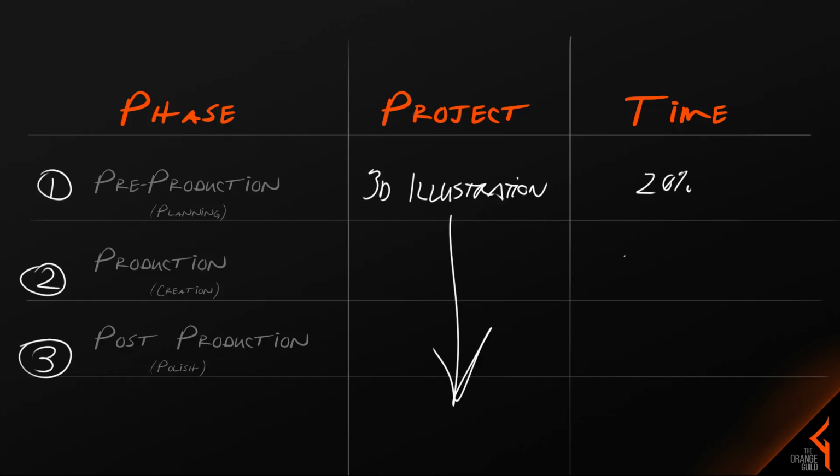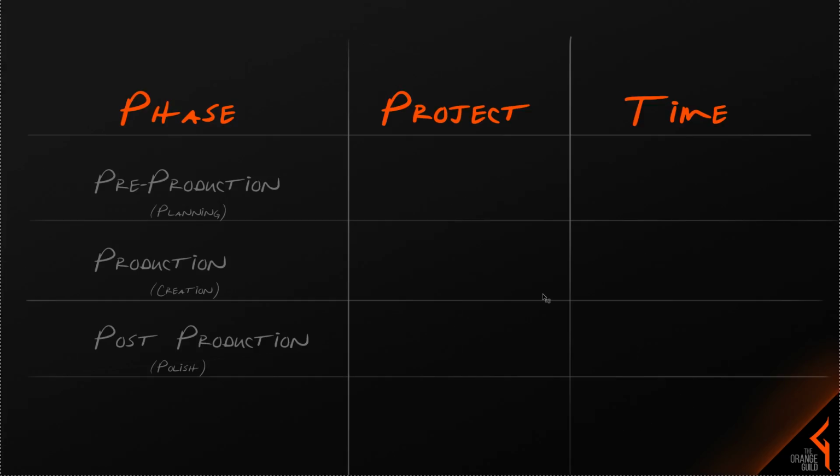And then after that, for production, I might spend 70% of my time building things out, making things look pretty, and getting my project to a good level. And then I might spend the last 10% trying to get things polished up before I share it with the world, right? So altogether, that is how the time is broken down. But it's different depending on which project you're working on. So that's for 3D illustration.